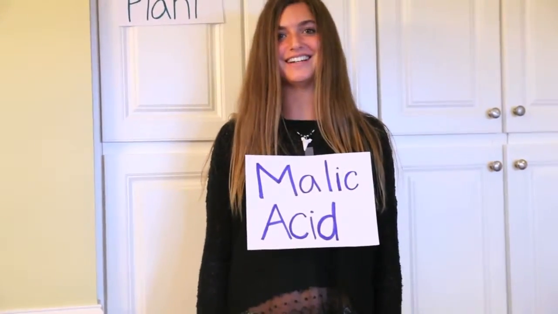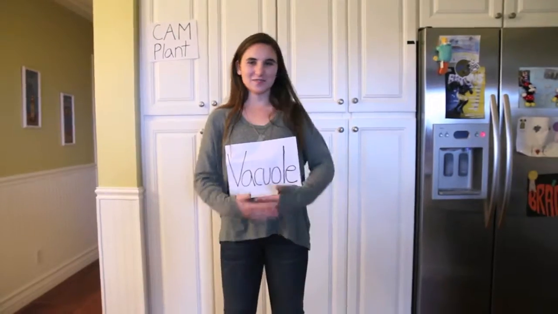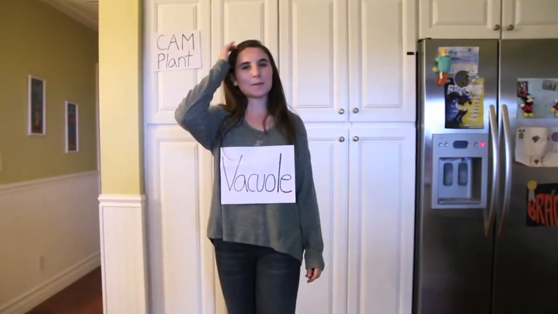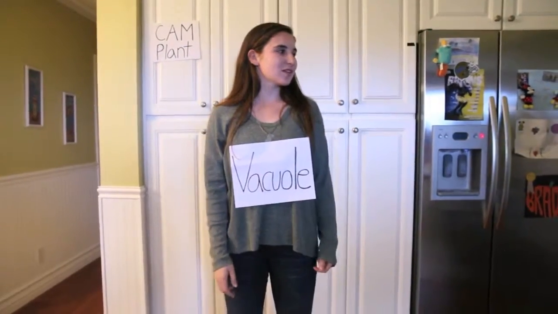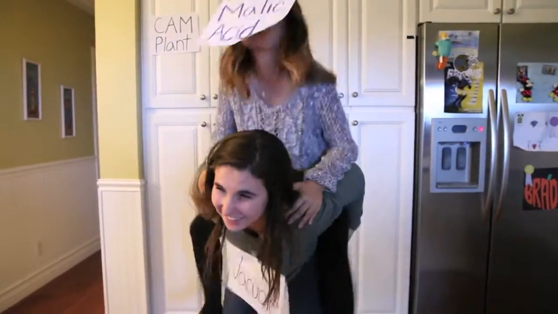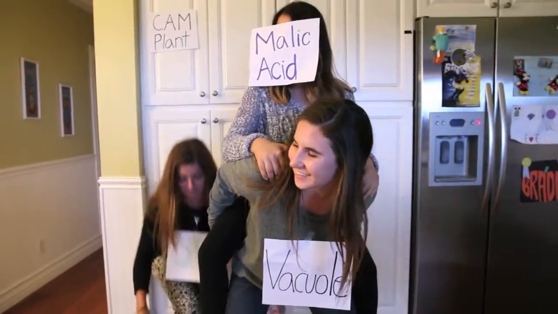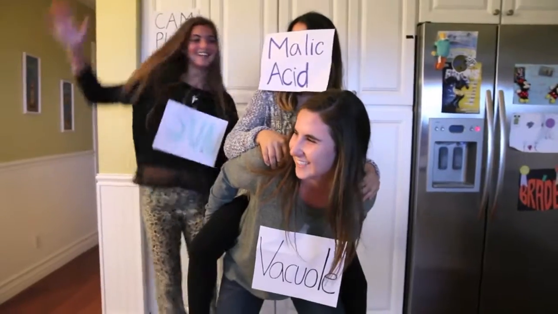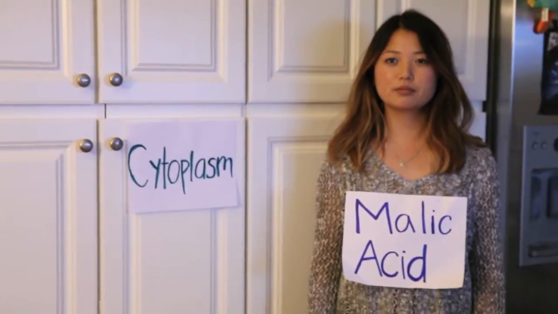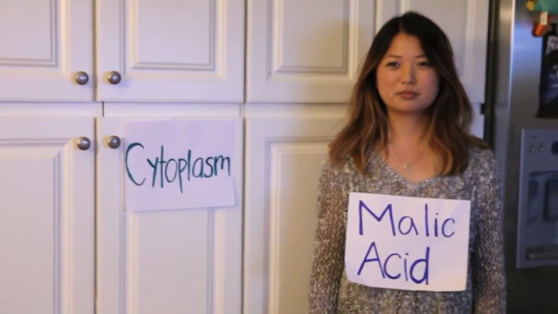Malic acid is stored in vacuoles until the sun rises. When the sun comes up, the stomata close and the vacuoles release the malic acid. Once malic acid comes out of the vacuole, it will go into the cytoplasm of the cell.